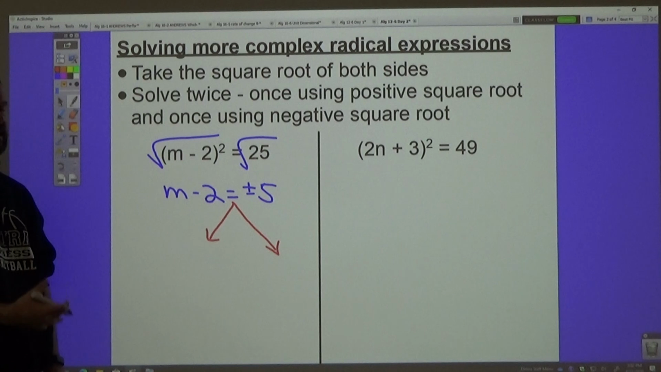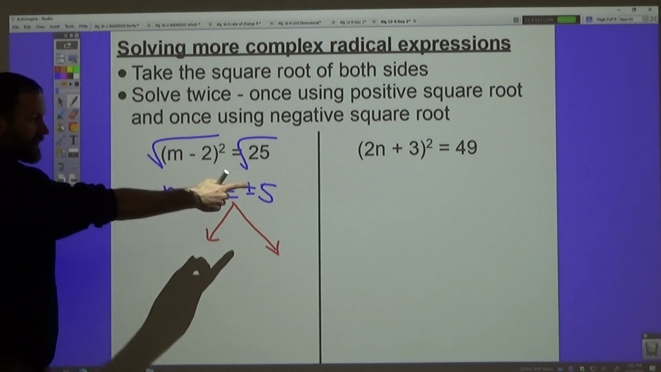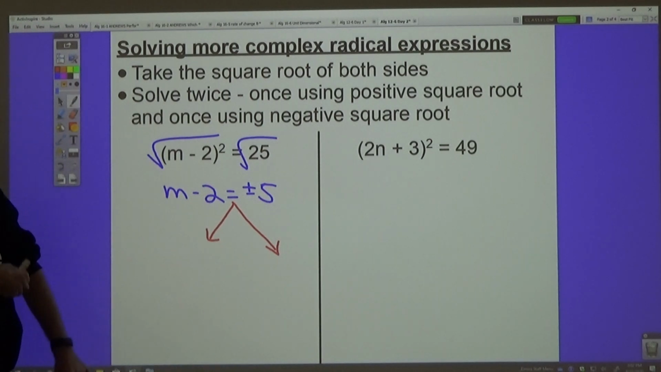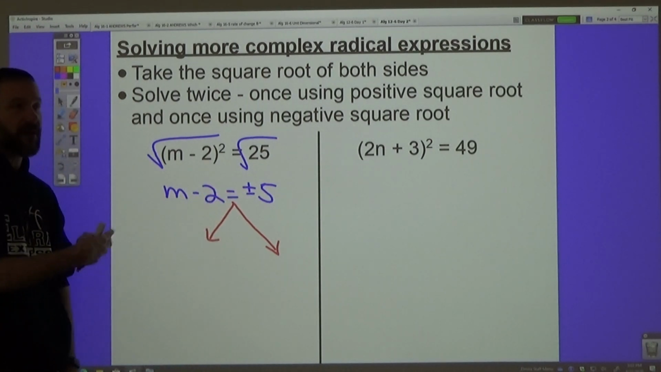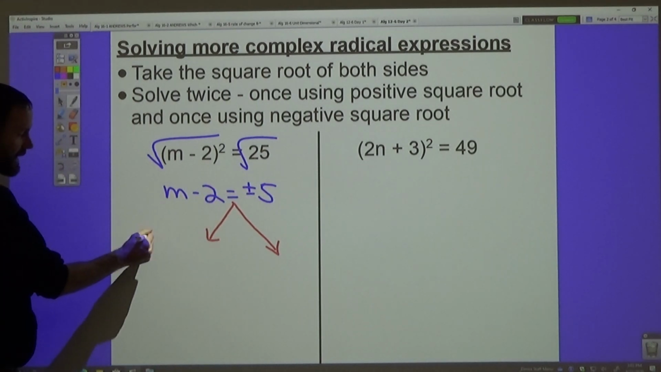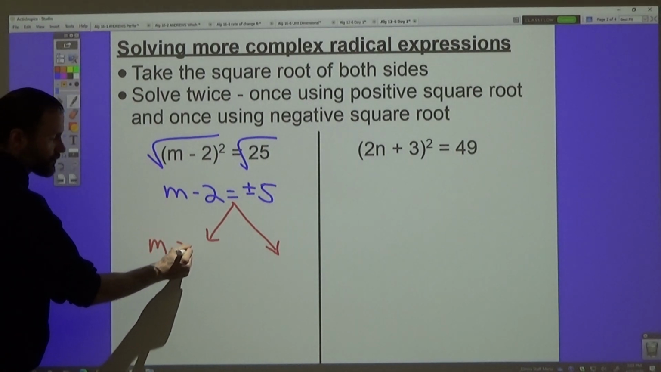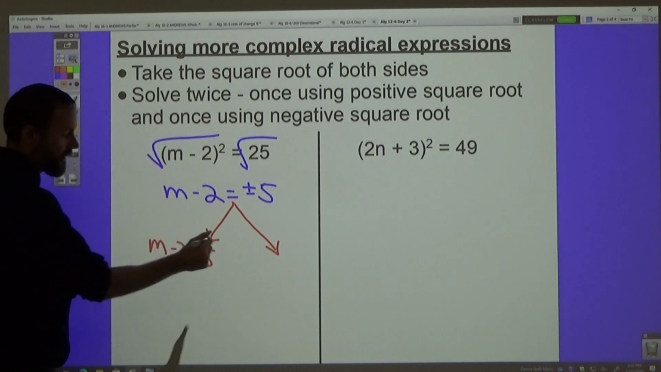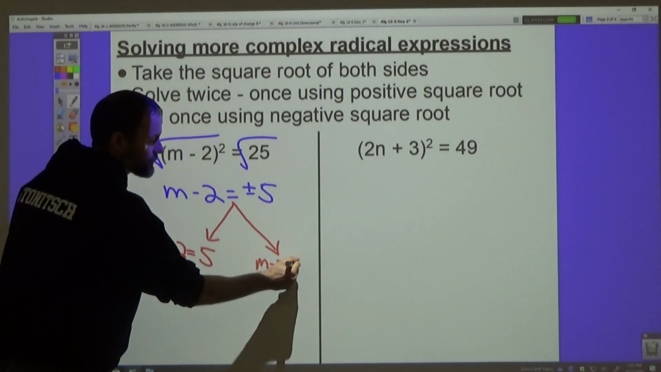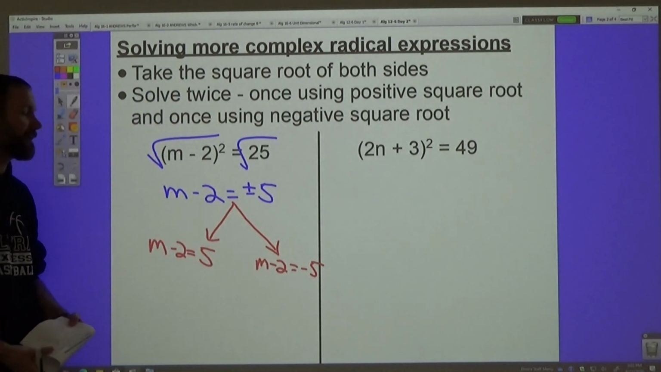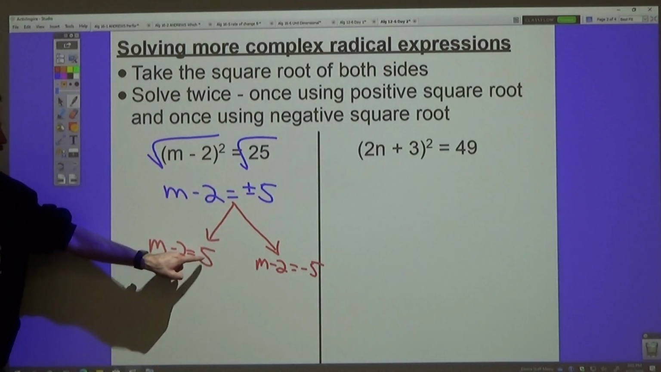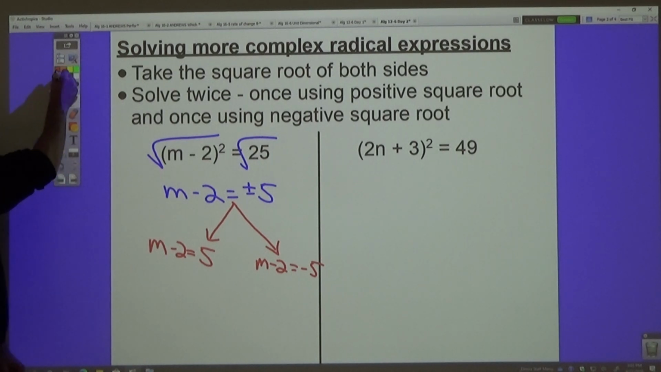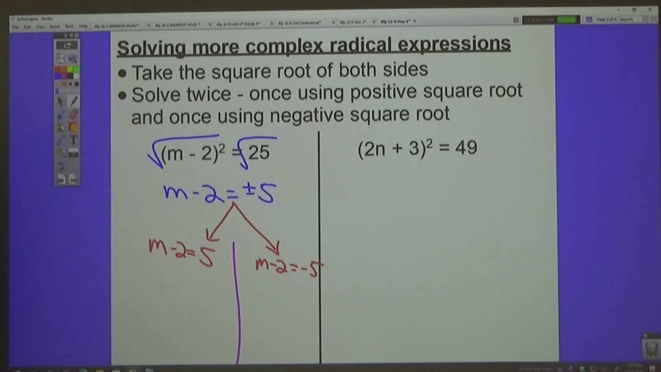After you take the square root and write down whatever that is with your plus or minus, you want to break it into two problems because we want to find the one with the positive 5 and the one with the negative 5. So we really have two separate problems here. We have m minus 2 equals positive 5, and we have m minus 2 equals negative 5. Because we had this plus or minus, we have to do two separate equations. Now you're just solving two separate problems. We're going to sort of split it right down the middle.